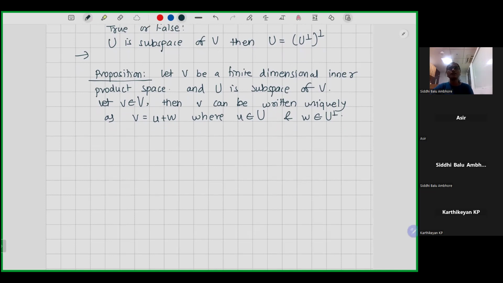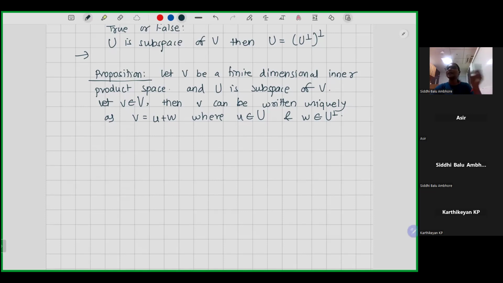Now, if we take in R3 three vectors that are orthogonal, then the first two we can take as a subspace, and the third will be orthogonal to the first two, right? So the third vector will be the orthogonal complement of that, which will be the U itself.